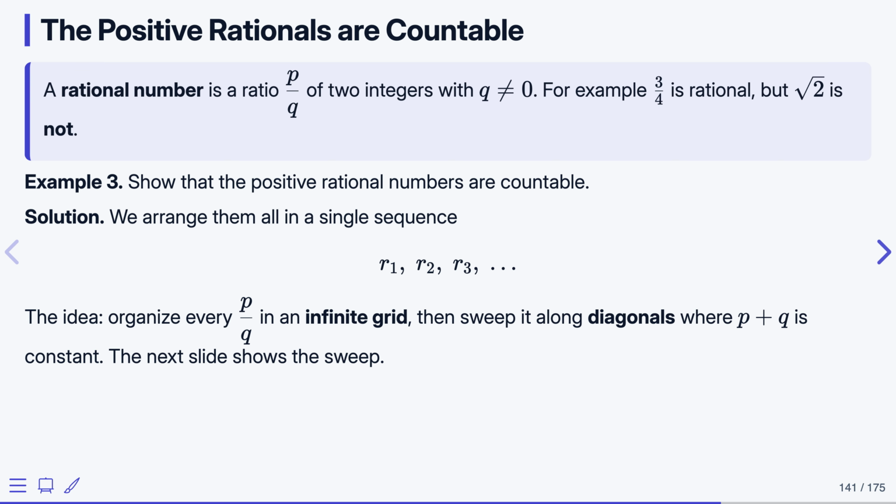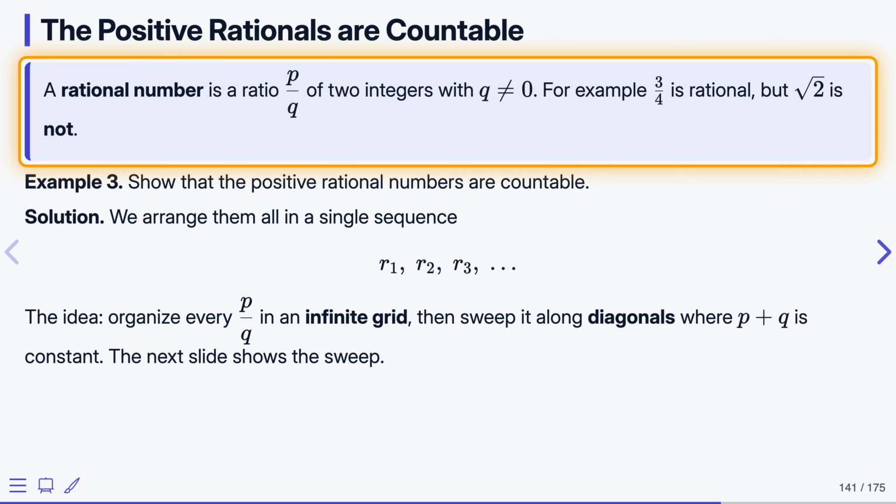Now a harder and more surprising case, the positive fractions. First, the definition. A rational number is one you can write as a ratio, p over q, where p and q are integers and q is not 0. For example, 3/4 is rational. The square root of 2 is not. Between any two fractions, there are infinitely many more, so it feels like there are far too many to list. Yet we can still list them all in one sequence R1, R2, R3, and so on.